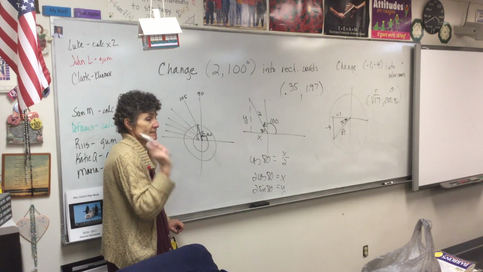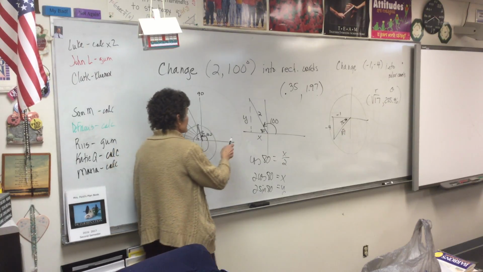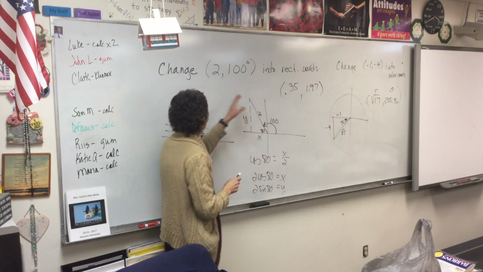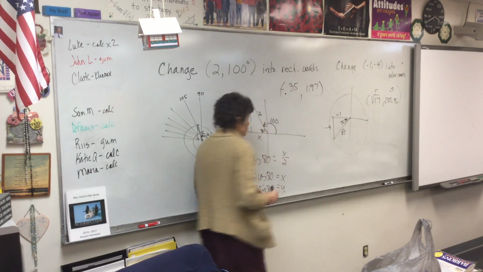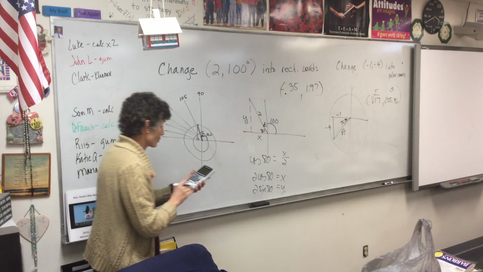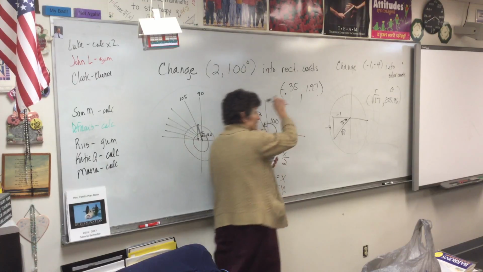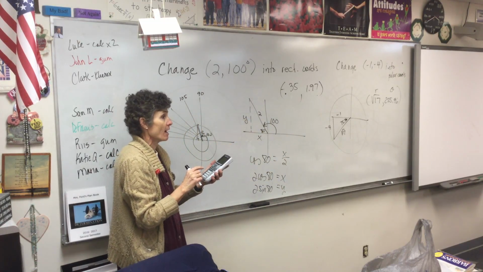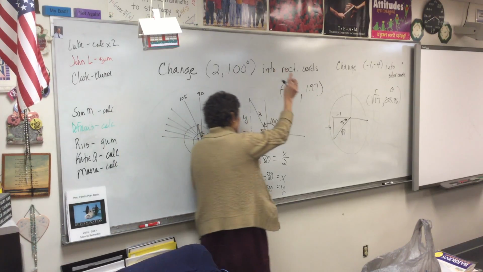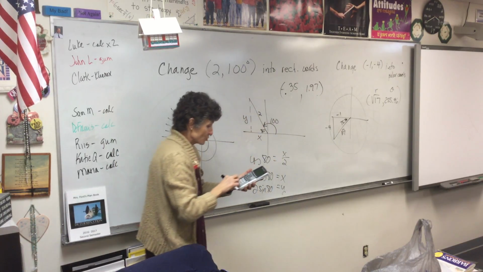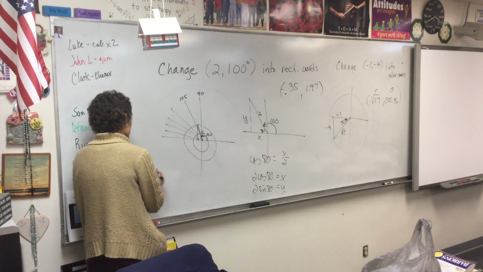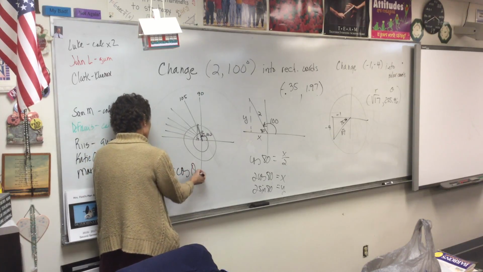If theta is in standard position, then you don't need to draw the picture and do all this stuff. Just type in 2 cosine 100. Notice you get exactly the answer. You don't have to worry about changing the sign. And then we type in 2 sine 100, and we get exactly the answer. To change from polar to rectangular, it is so simple.